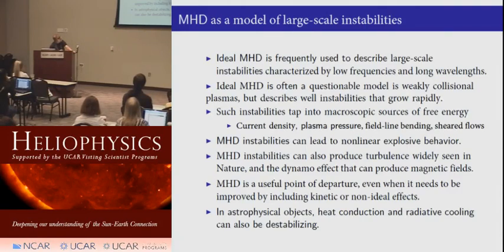Now, I should point out the limitations of ideal MHD. It's often a questionable model in weakly collisional plasmas, but describes well instabilities that grow rapidly. In other words, I'm saying that a plasma is never really ideal. There's always dissipation. Why is it then okay to use ideal MHD? It's okay to use ideal MHD despite the presence of dissipative terms if the instability growth rate is so rapid that the effect of dissipation is not felt much. So even though the system looks ideal, it can have a domain of validity.